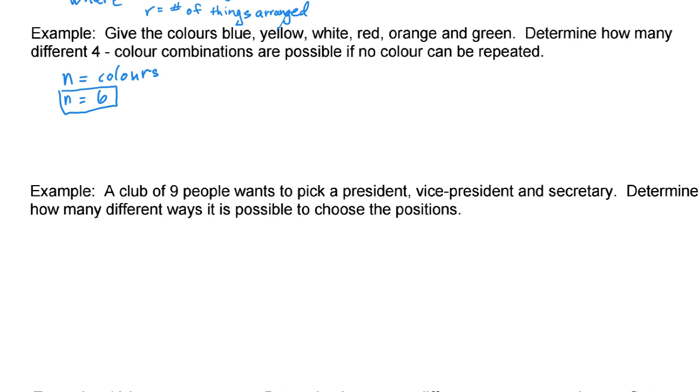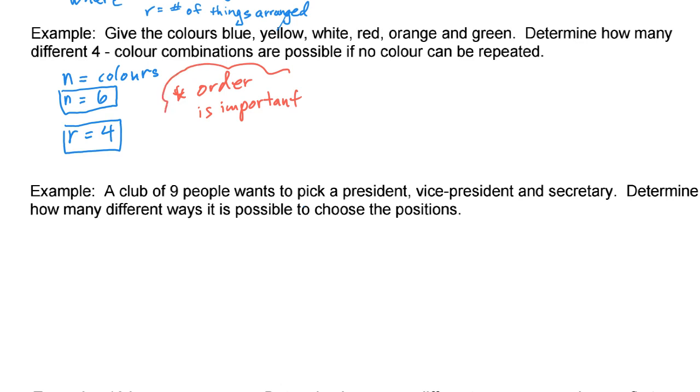So in this case, we have R equaling 4 because we are looking to go through only 4 possible combinations. Remember that order is important, because blue, yellow, white, and red is not the same as red, yellow, white, and then blue. All the colors will be there, but they're in a different order. Good? So order is important. And that's when we use permutations.